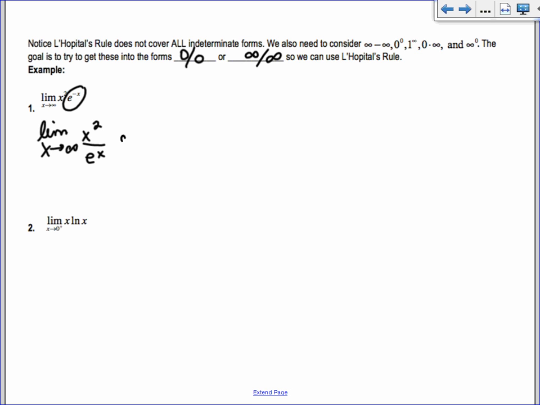So since this is infinity over infinity, we're going to use L'Hopital's rule. Okay. So I'm going to do my little equal sign, limit as x goes to infinity, derivative of the top is 2x, the derivative of the bottom is e to the x.